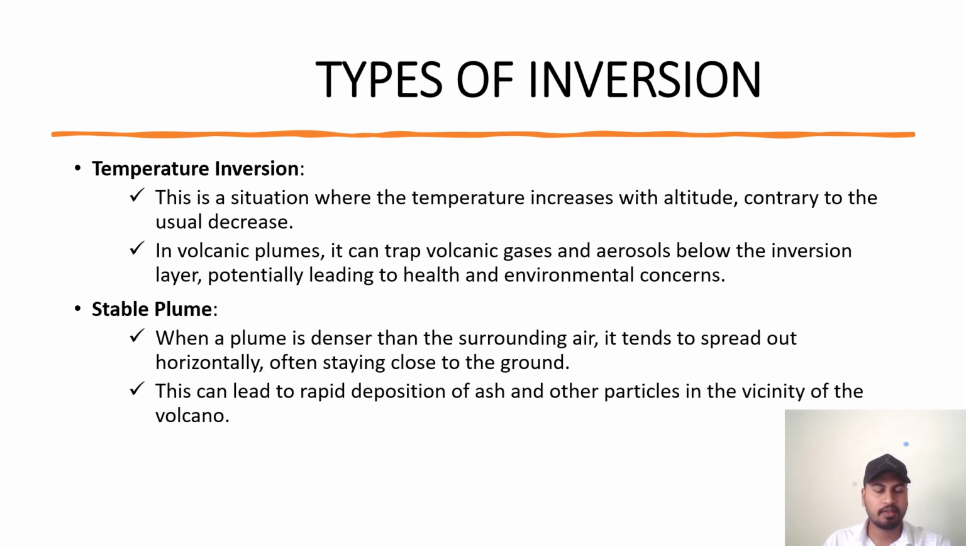concerns. The next is the stable plume. When a plume is denser than the surrounding air, it tends to spread out horizontally, often staying close to the ground. So this is the stable plume. And this can lead to a rapid deposition of ash and other particles in the vicinity of the volcano.